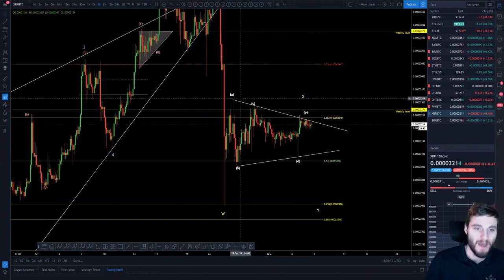100% cannot be going above there. So that's where you can place your stop loss. So in my opinion, it's a really nice short.